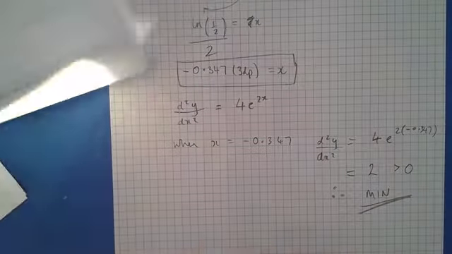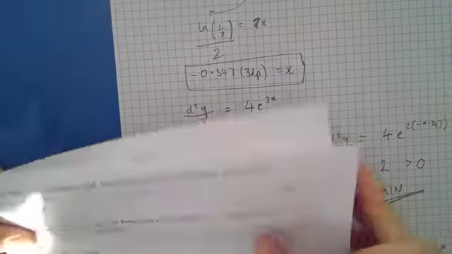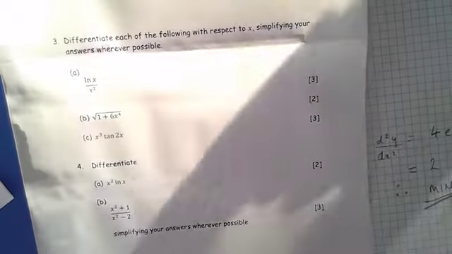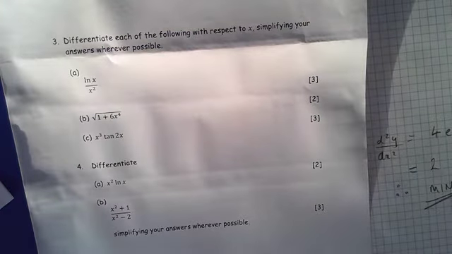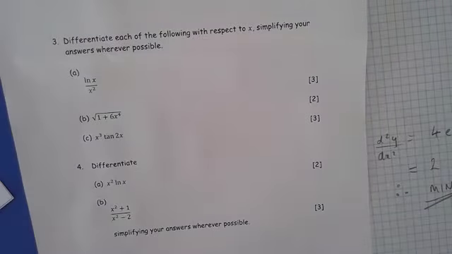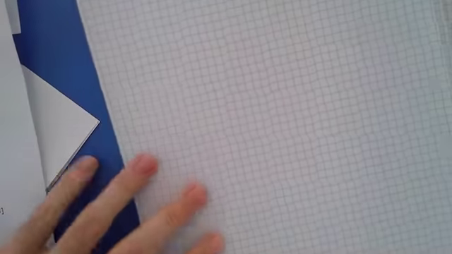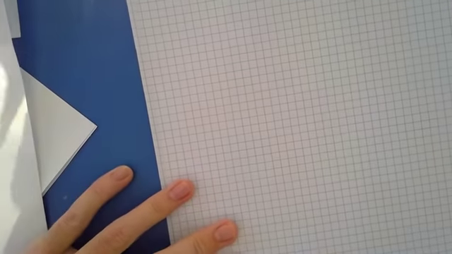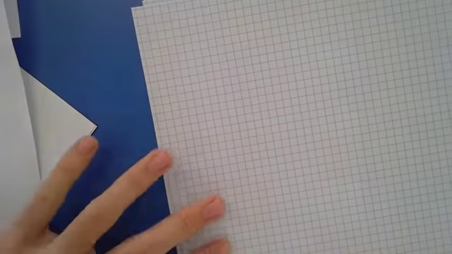Okay, number 3. Let me go and grab some more paper so I can start writing those. Okay, so the first one is the quotient rule. We actually haven't done that yet in this video, but we've done the other rules that are within this.